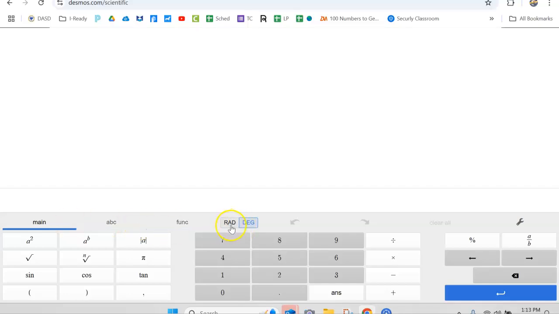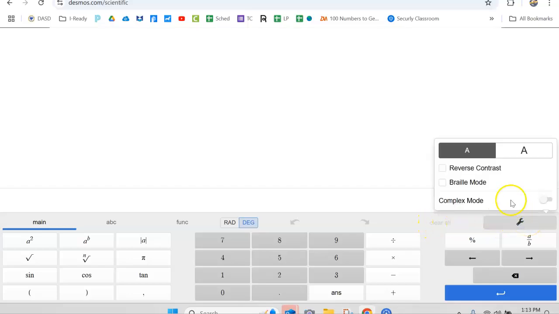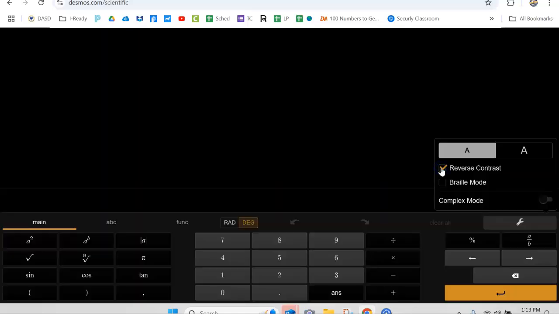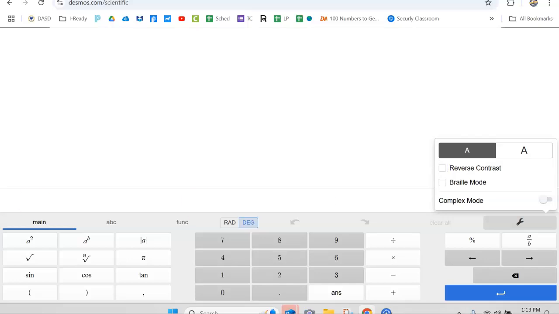Next to main you see RAD and DEG. RAD stands for radians, DEG stands for degrees. These are just different ways of measuring parts of a circle. Mostly used for geometry. You are not going to need to use radians or degrees for 7th grade PSSA, so you can ignore those buttons. Going left, we have an undo button and a redo button, and we also have a clear all button. Then we have a menu or a settings button. The only thing you might want to change here is if it is tough on your eyes, you can turn on the reverse current contrast to put it on dark mode.